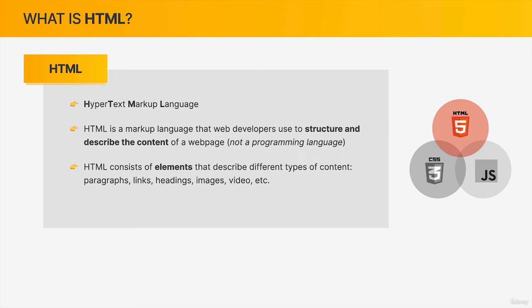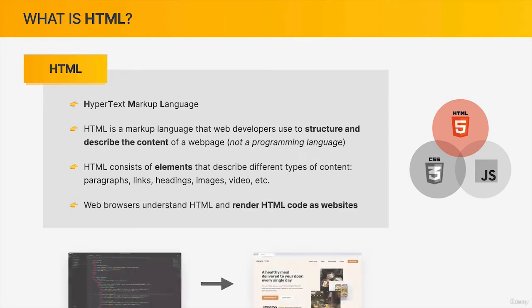But we really have all kinds of different elements. So elements to create links, to create page headings, images, video, and a lot more, as you will learn throughout this section and basically throughout the entire course. Then, as we also learned in that lecture where we built our very first web page, web browsers such as Google Chrome understand HTML code and can render it as a final website. So a website that we can see in the browser. Okay, so this is essentially what HTML is and what we can do with it.